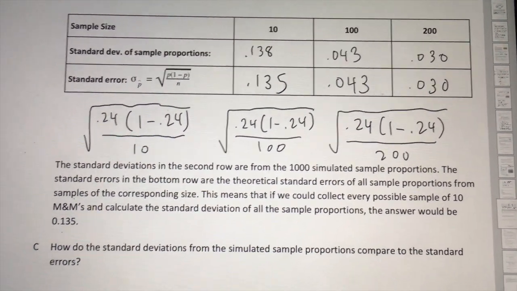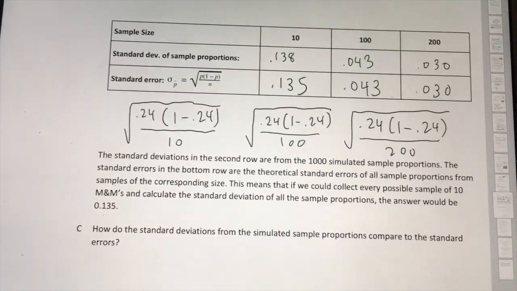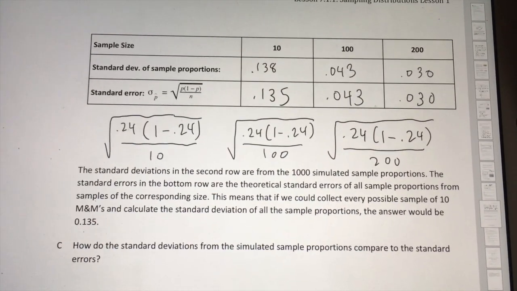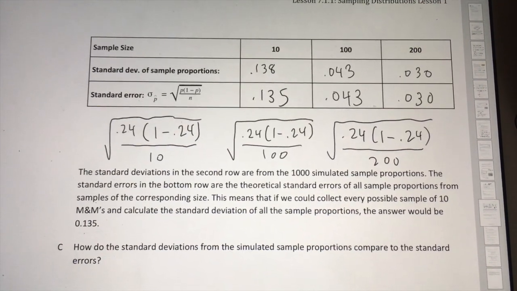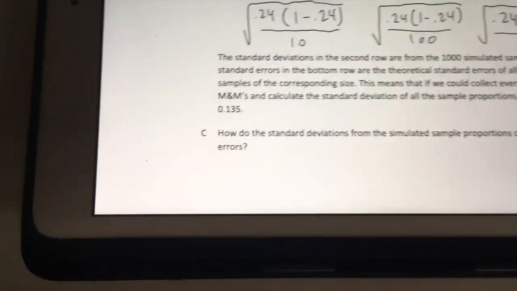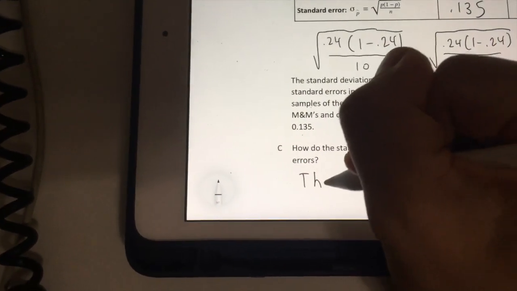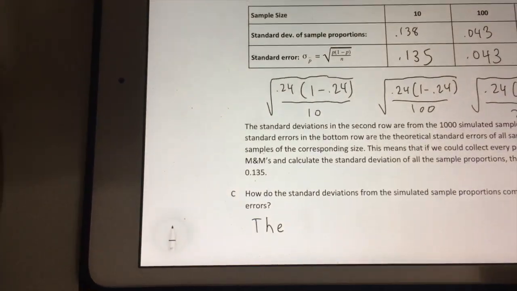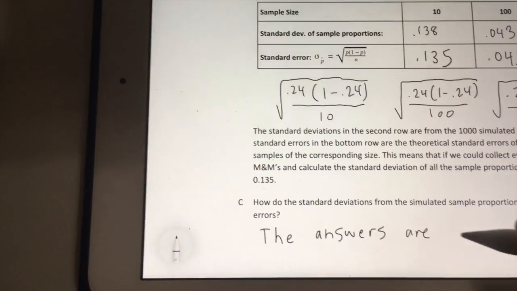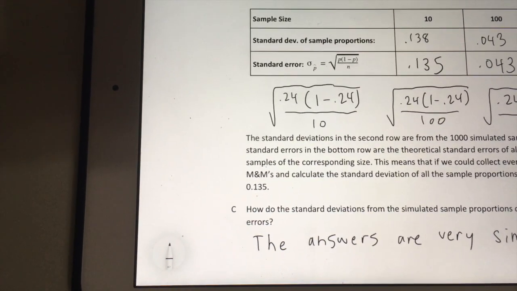Okay. How do they compare? Well, they're really close, aren't they? They're really close. So we're going to go ahead and we're going to write that down for our answer. So let's write that down. The answers are very similar.